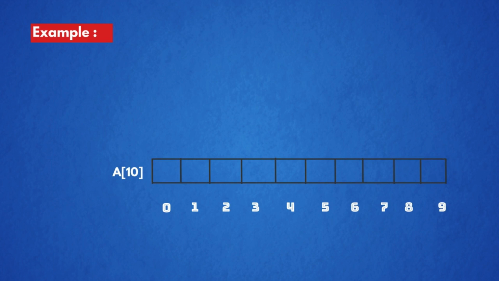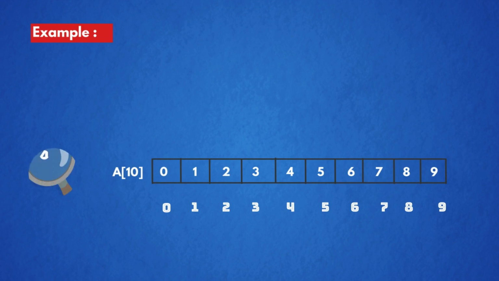Let us understand linear search with examples. First example, we have taken an array A whose size is 10. That is, the index starts from 0 to 9. So the array is filled with the digits 0 to 9. Now we need to apply the linear search.